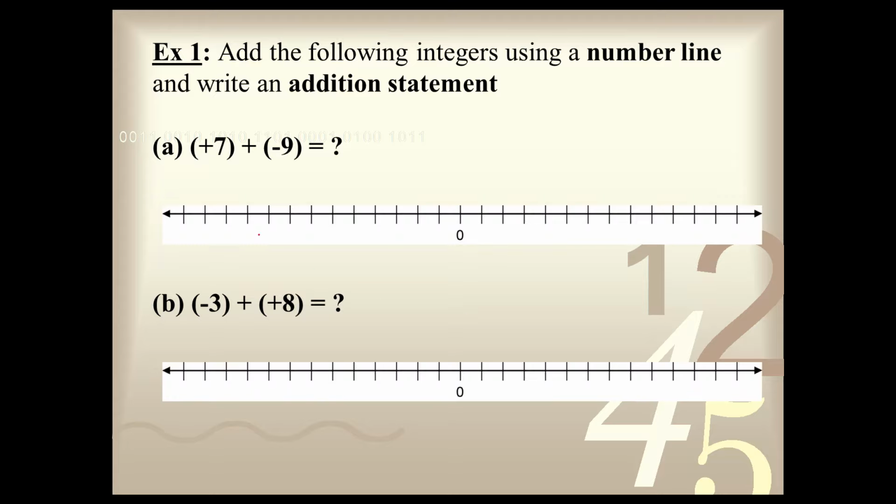Now I have two horizontal number lines here. So the first thing I would do is interpret what direction these integers are telling me to go. So positive 7 on a horizontal number line means we're going to go towards the right.